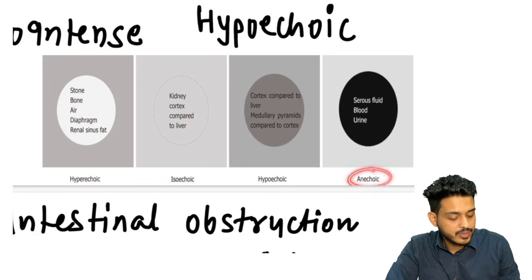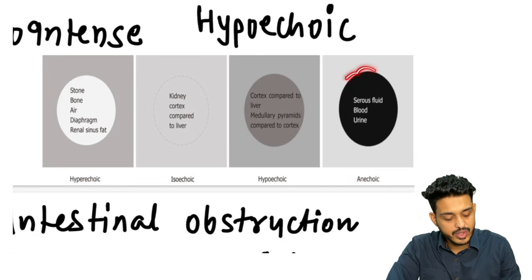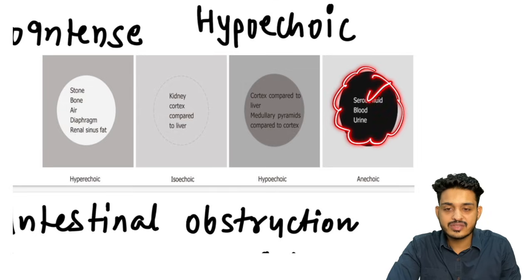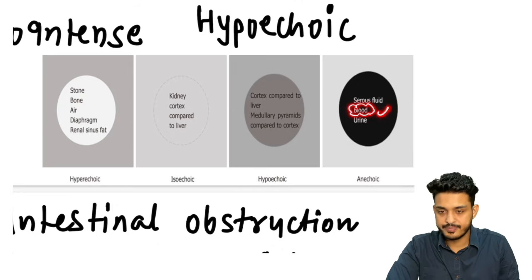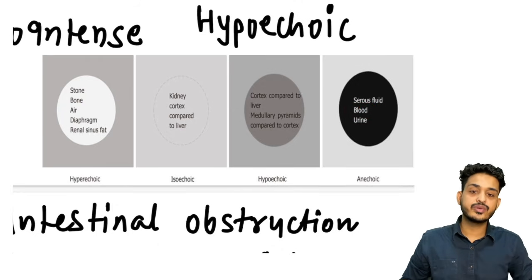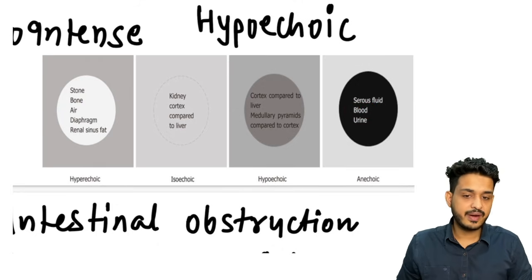What is going to be black? Remember, this is going to be your serous fluid. If there is any fluid filled lesion, if there is any cavity, it is going to appear black, right? If there is any kind of bleeding happening, that is why we are doing FAST or E-FAST.